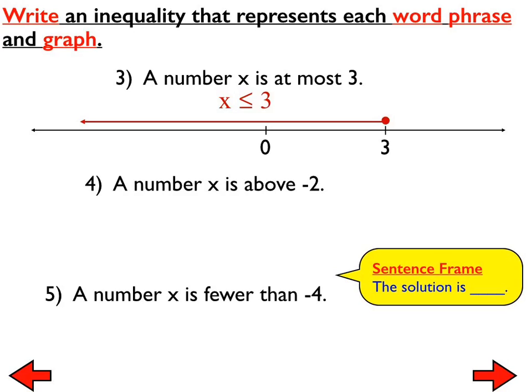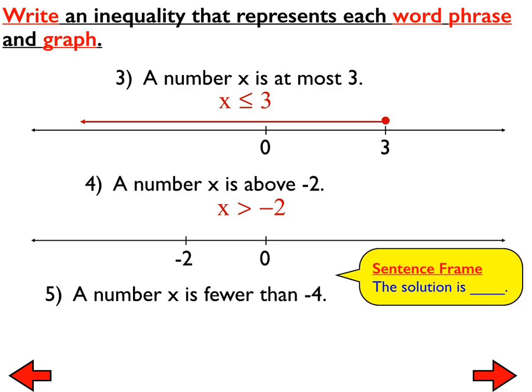Number 4, a number x is above -2. The inequality that represents that is x is greater than negative 2. That's what I saw most of you have. The graph of that is not including negative 2, so therefore an open circle above it. All the numbers that are greater than negative 2 are to the right, so that's why our arrow needs to be going in that direction. That graph represents all the solutions to that inequality.